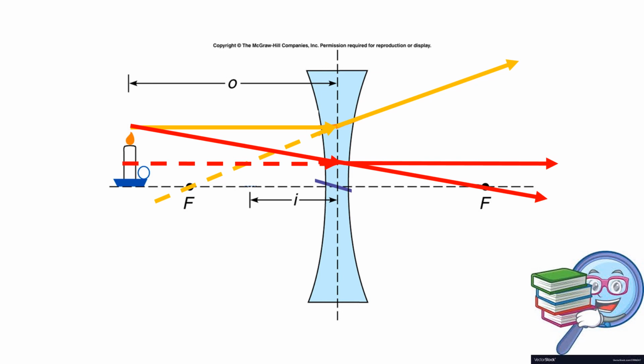Now, to verify if this is the point of intersection of the refracted rays, we use ray 3. Ray 3 is the light ray coming from the object, passing through the center of the lens, and it will not be refracted, it will travel in a straight line. The point where the three rays intersect is where the image is formed.